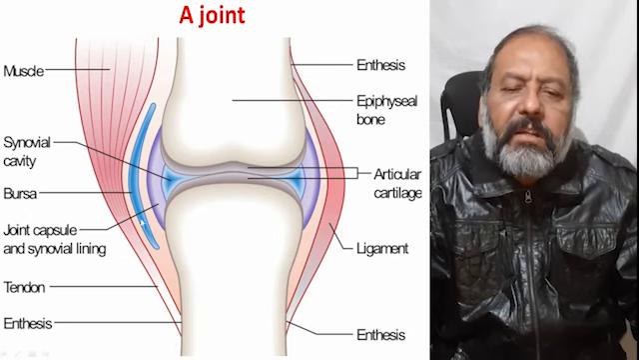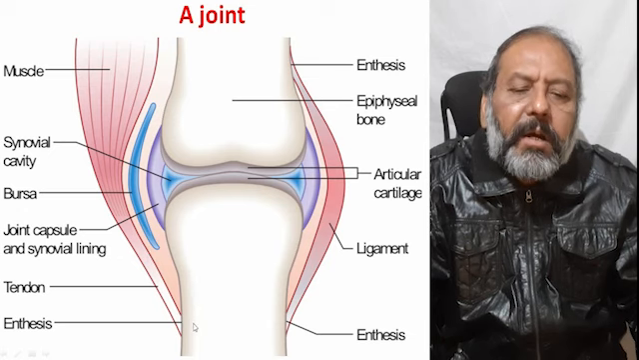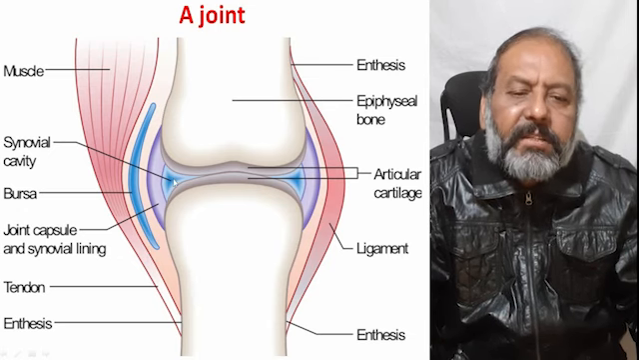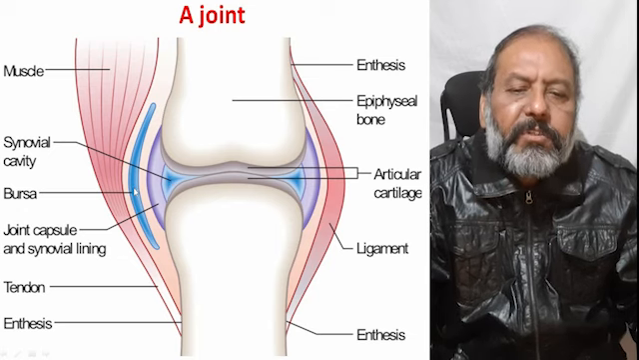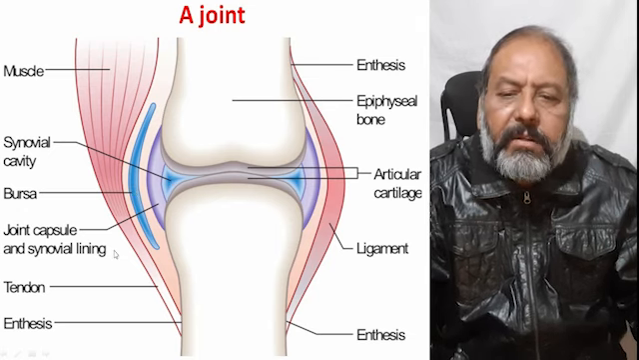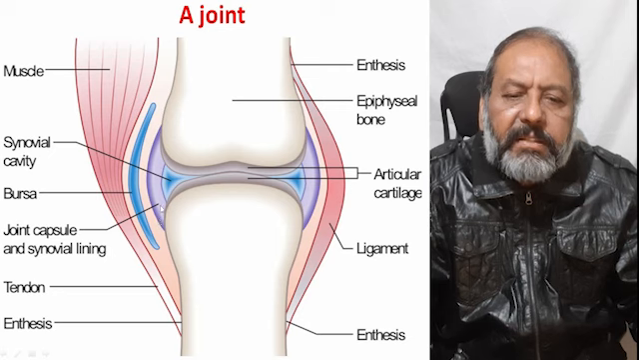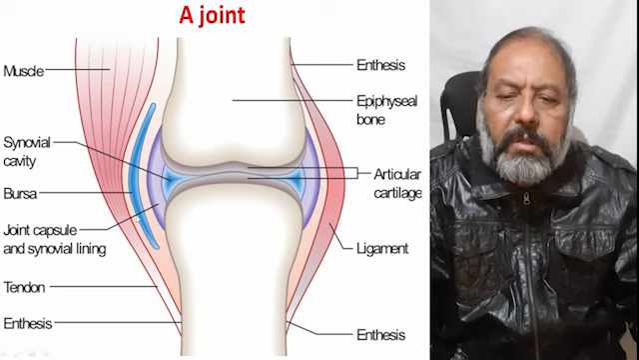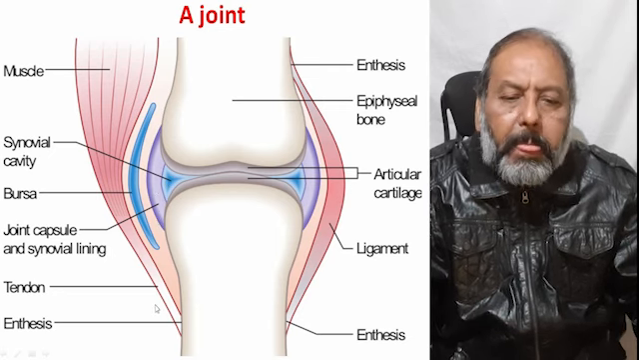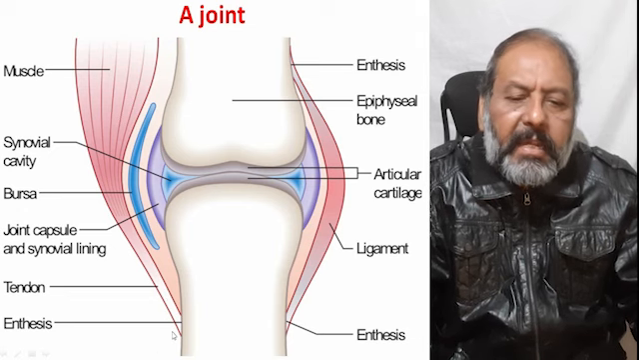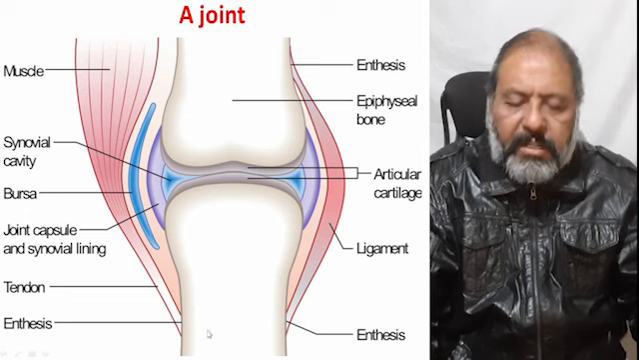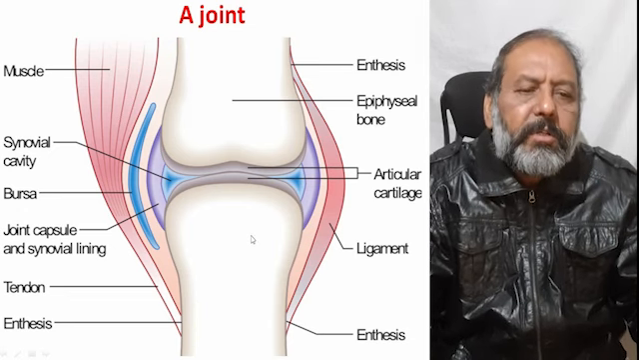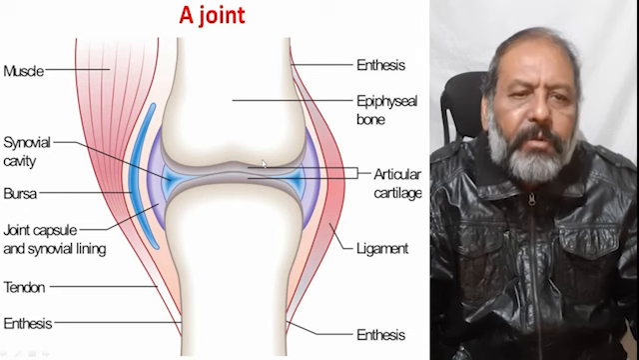Now, here is the muscle which is attached to the bone, and here there is the synovial cavity, and here is the bursa which protects the joint. Just around the synovial cavity, there is a joint capsule and synovial lining. And here is the tendon of the muscle, and the enthesis is the part where the tendon of the muscle is attached to the bone. So this is the normal structure of a joint.